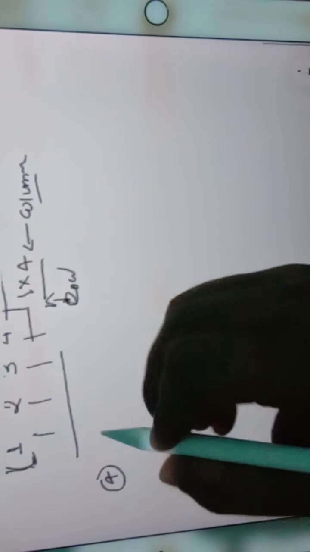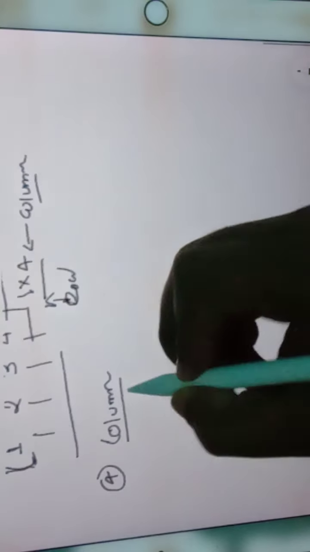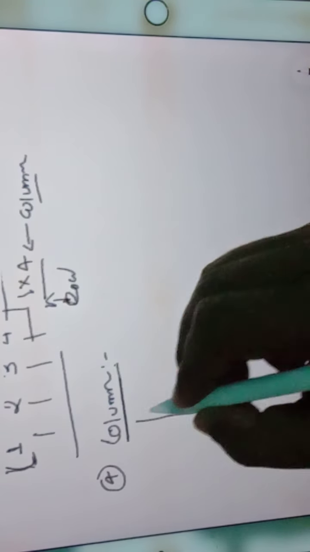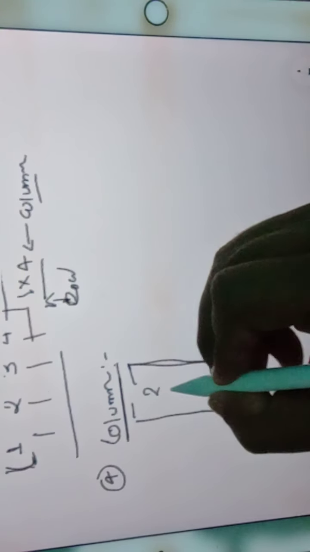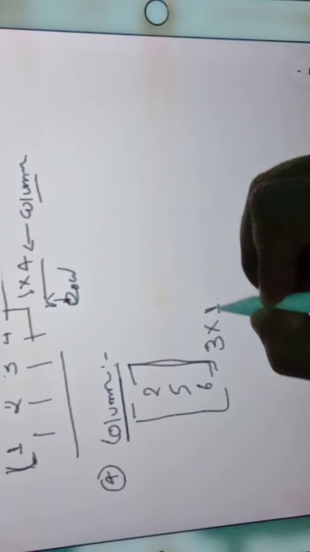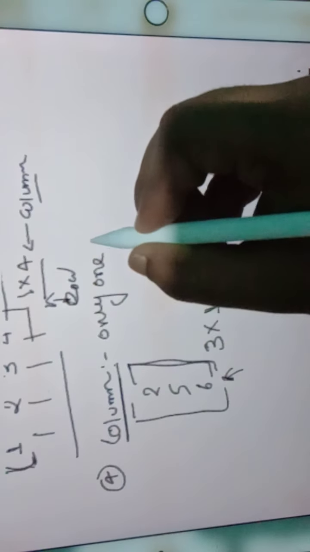Now fourth one, that is column matrix. Column matrix means similar to all, it looks like a column, like 2 5 6. Here 3 rows and 1 column, that means only one column.